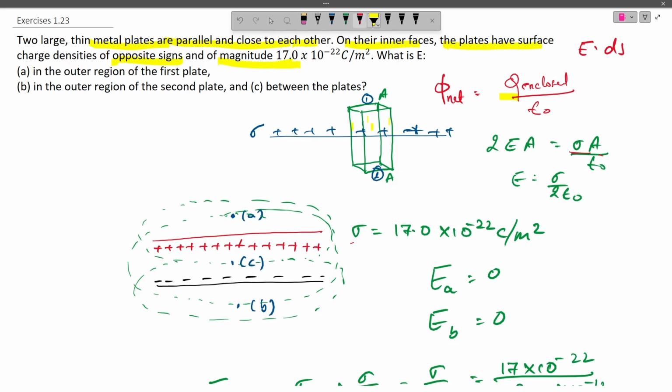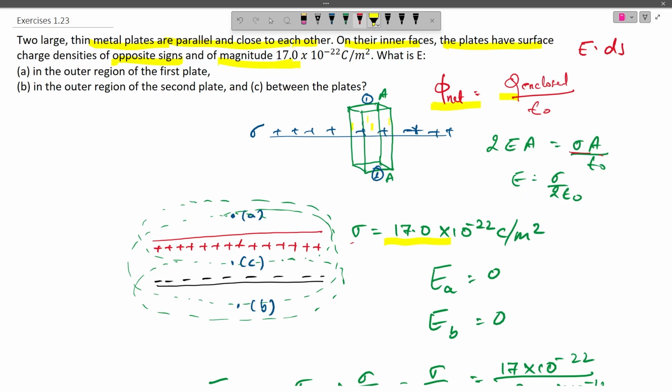There are two plates. I have symbolized them as red and the black one. They are carrying opposite charges of charge density sigma equals 17 times 10 to the power minus 22 coulomb per meter square. We have to find out what is the electric field in the outer region of the first plate, that is this region, outer region of the second plate, that is this region, and between the plates, that is this region.